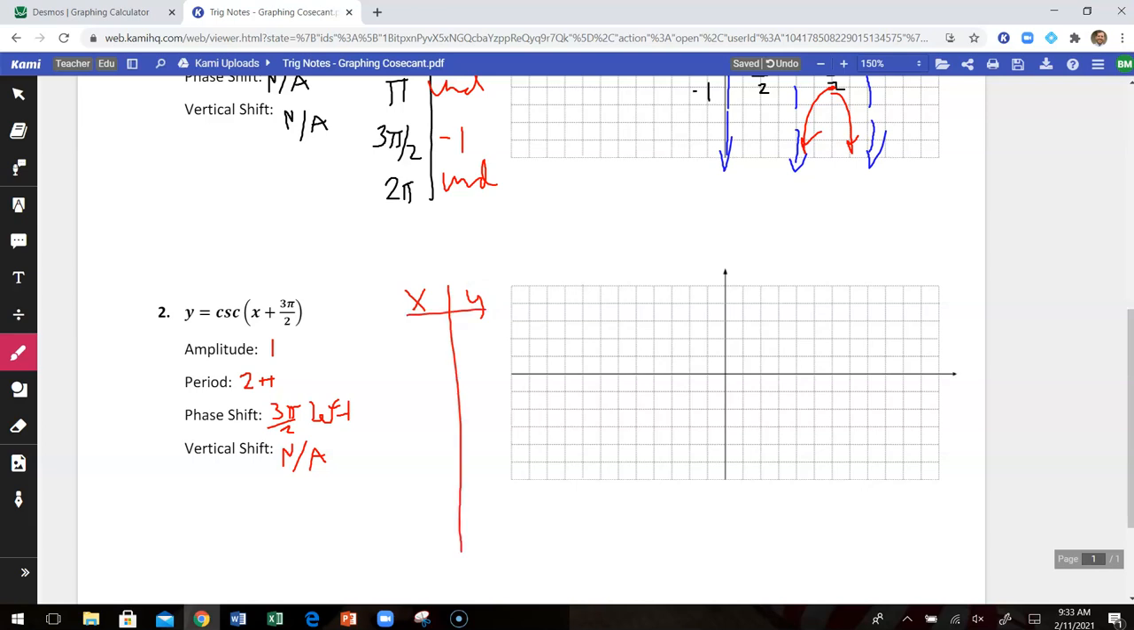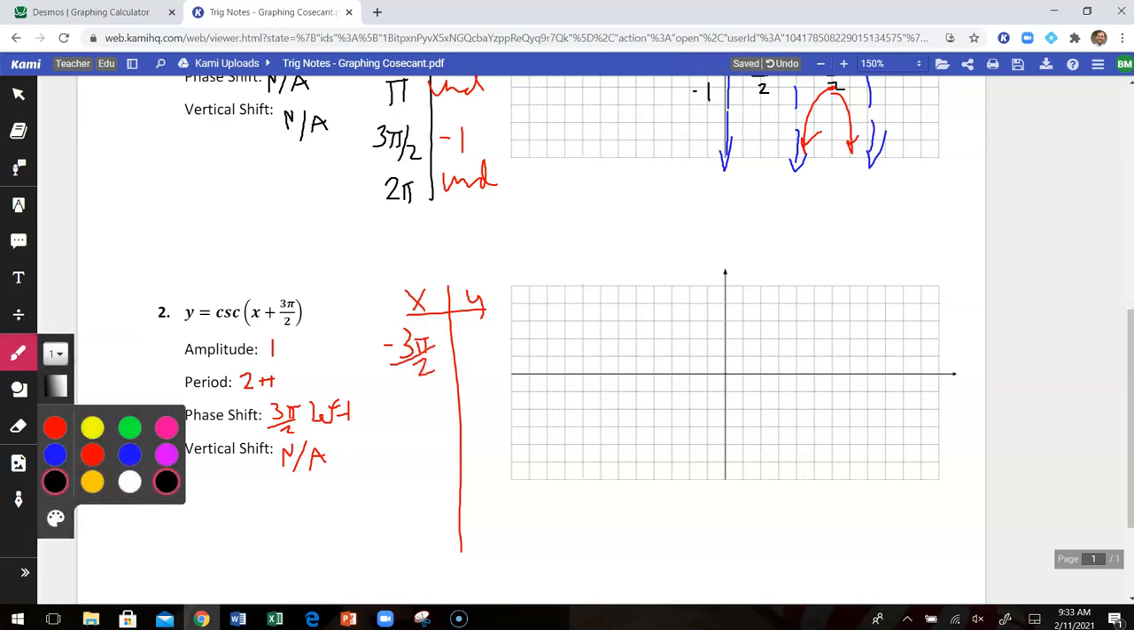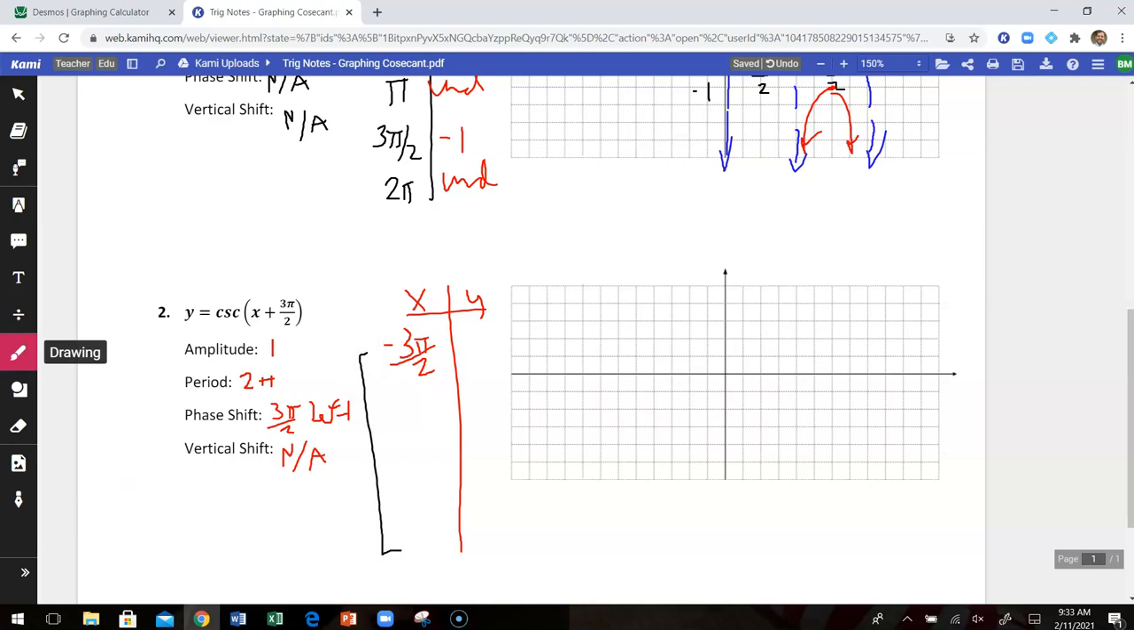So if we are going 3 pi over 2 to the left, our first x value that we are going to use is negative 3 pi over 2. And then keep in mind, to get the rest of these x values, we want the length between the first one and the last one to be the length of the period. So I need to take negative 3 pi over 2 and add 2 pi to it. That gives me pi over 2. So that is going to be our last x value.